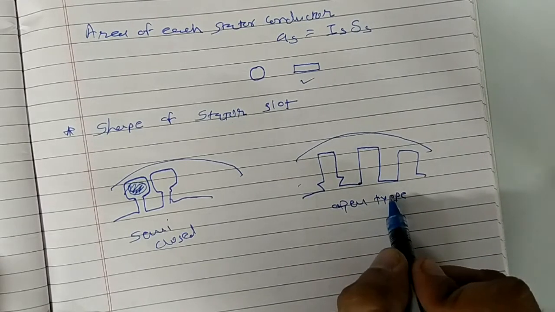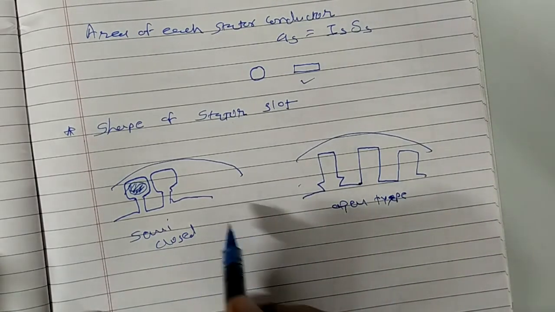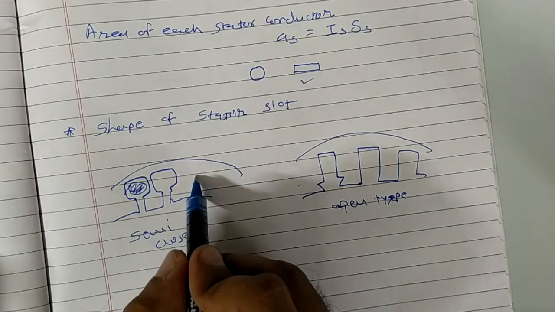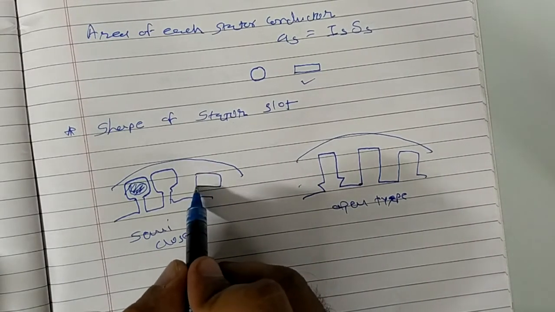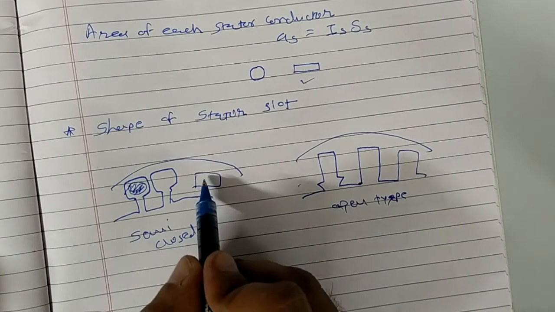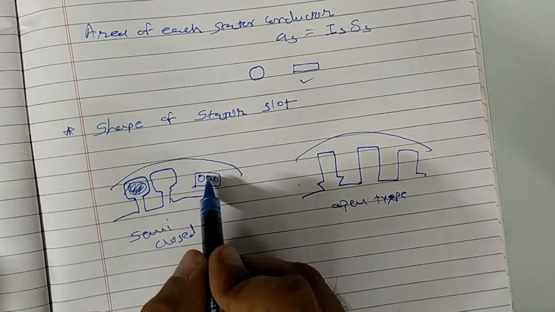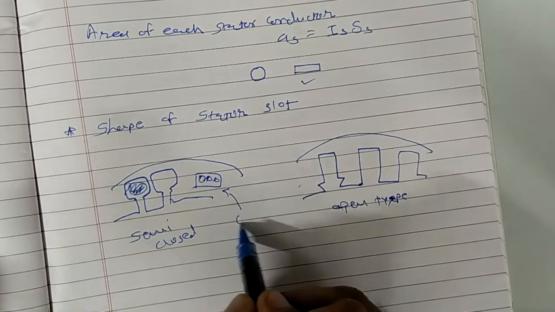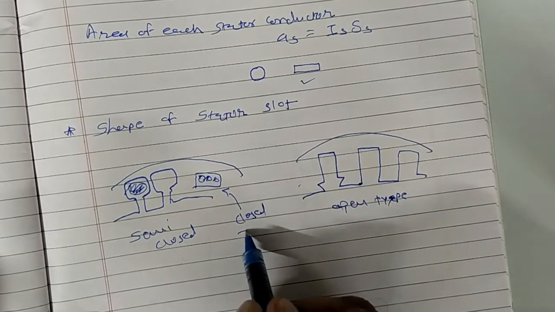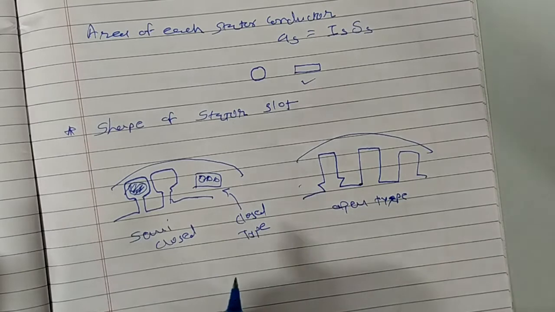Okay, and in a closed type slot, we just have this kind of a thing. This area is covered by iron part, and this is the air gap where you can provide the various conductors. So this can be an example of a closed type of slot.